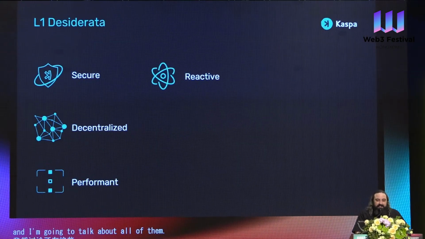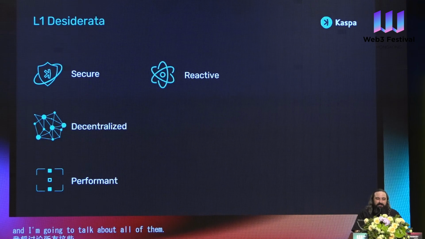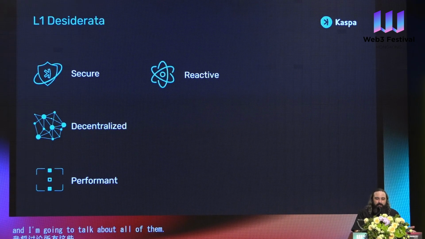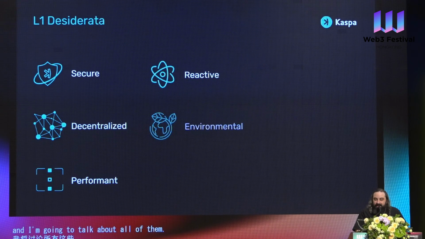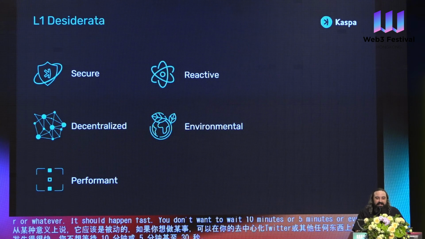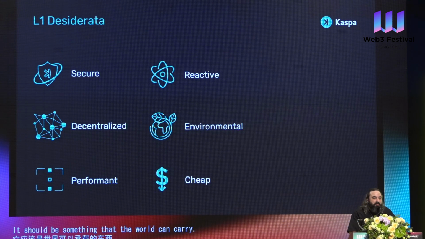It should be reactive in the sense that if you want to do something, post a post on your decentralized Twitter or whatever, it should happen fast. You don't want to wait 10 minutes or 5 minutes or even 30 seconds. It should be environmental and sustainable. It should be something that the world can carry. It should be cheap to use, right? You don't want any post you make or any transaction to cost a lot of money.